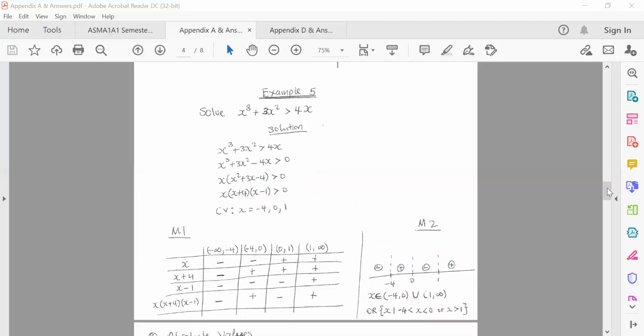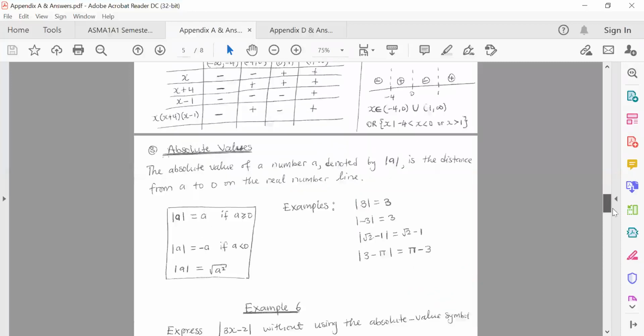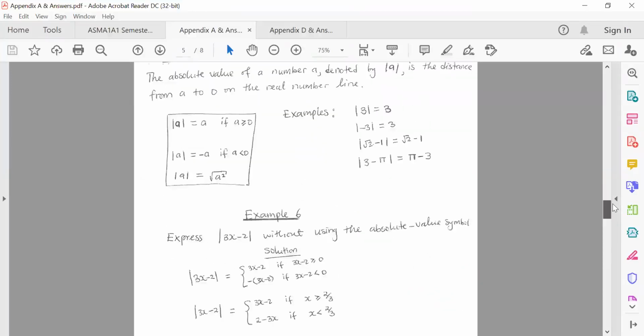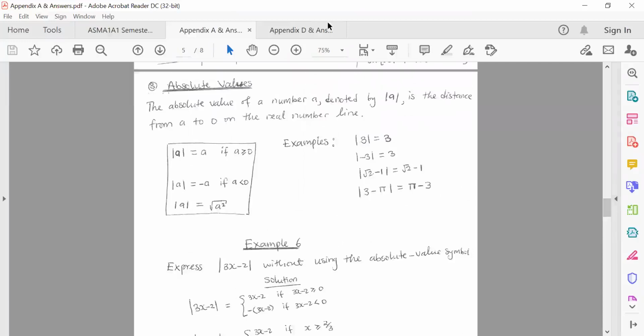If everyone is happy, let's move on to absolute values. Now, what are absolute values? By definition, we say the absolute value of a number A is denoted by these two signs, we call them the pipe signs. This absolute value is just a distance from that number to the origin.